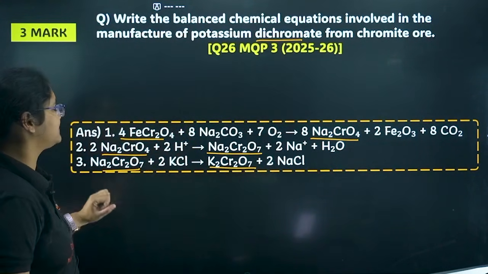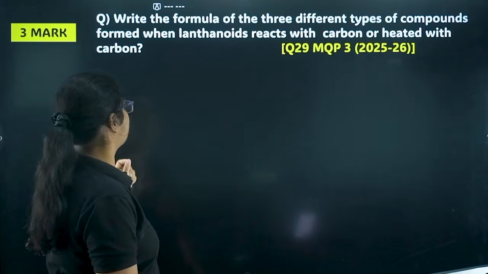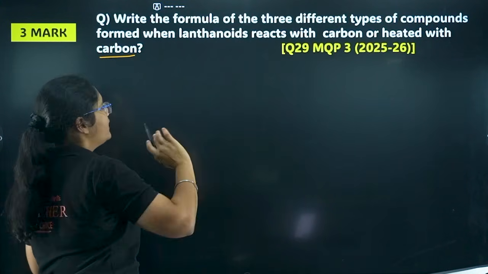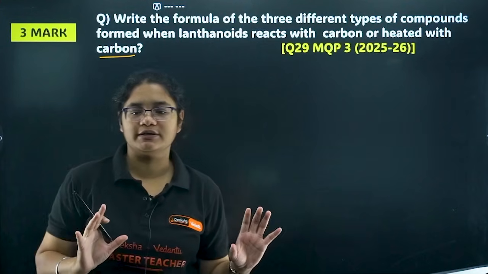Okay, so these are the 3 steps of the reactions. Next, write the formula of 3 different types of compounds formed when lanthanide reacts with carbon or is heated with carbon. Okay, so this is something unexpected, or you can say the first time such a question has been asked.